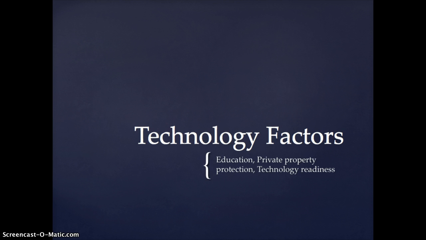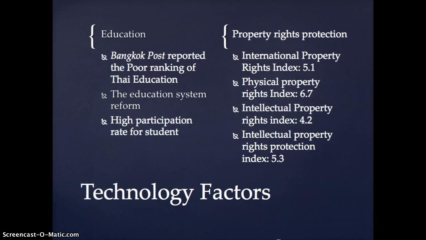The final section of the PEST analysis are the technology factors. Technology factors consist of education, private property protection, and technology readiness. First, it is important for business to know about technology improvements because they are the driving factors of the business in improving quality and reducing time to market for getting products and services in the market. The first section we'll look at is education in the technology factors.